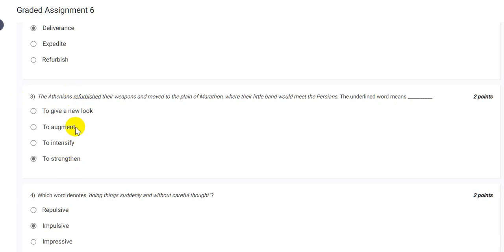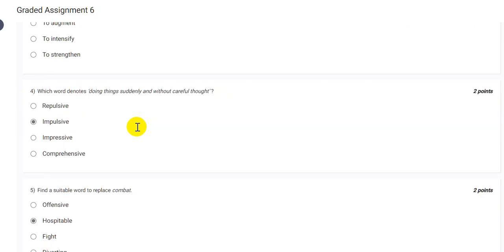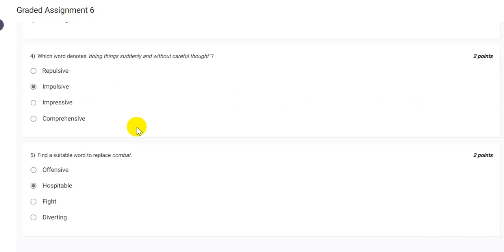It is just again a definition, okay? So it should be to give a new look. Anyways, we will come back. We are just going through the questions. We are telling you how to attack the questions in the exam. We are not making the solutions right now. The fourth question says, which word denotes doing things suddenly and without careful thought? So it will be impulsive. Okay. We will come back once again.